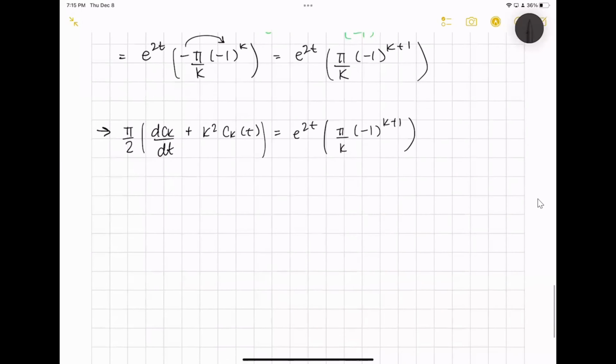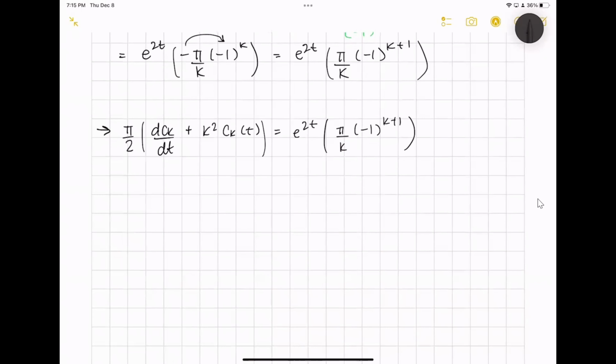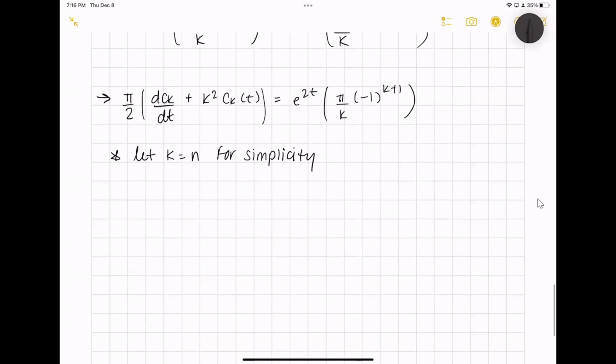And now, just bringing terms to the other side. And we are going to let k equal n for simplicity. So you could leave it as k, but we're just used to seeing n's and dealing with the sum of n equals 1 to infinity. So I like to put everything back in terms of n. It's just changing the letter, so it doesn't really do much to the equation itself.